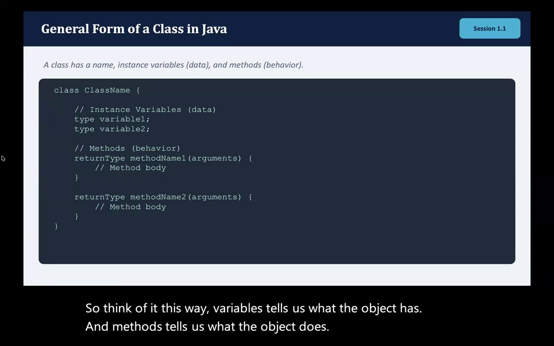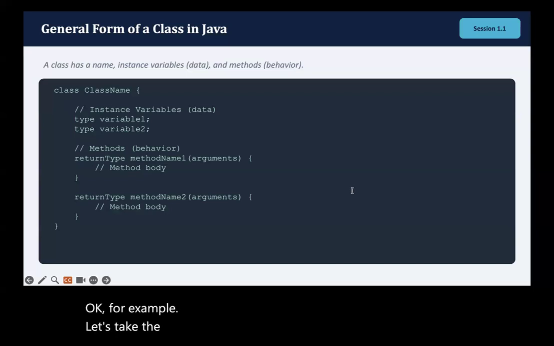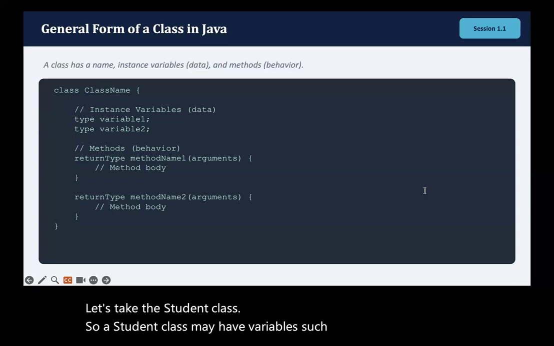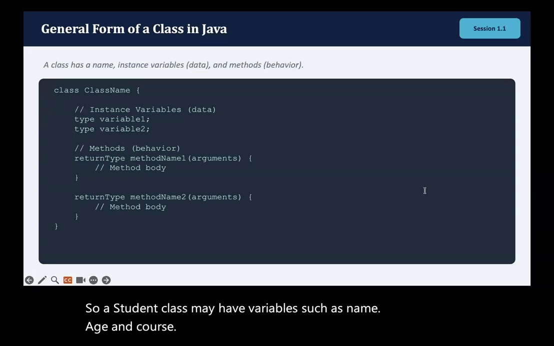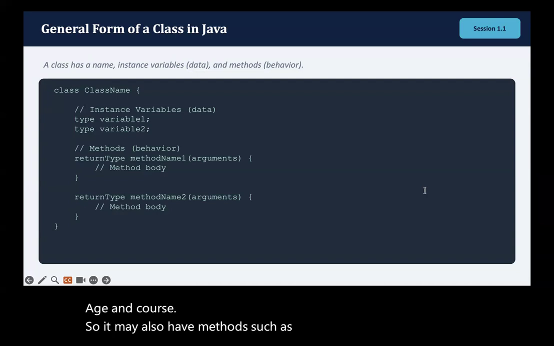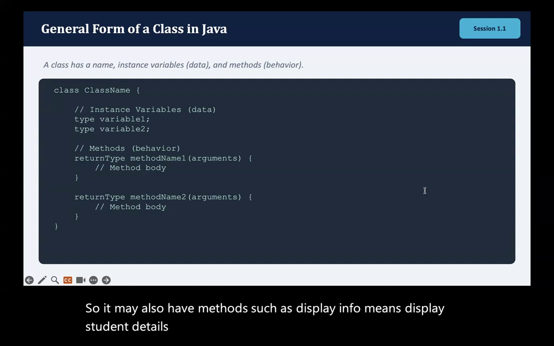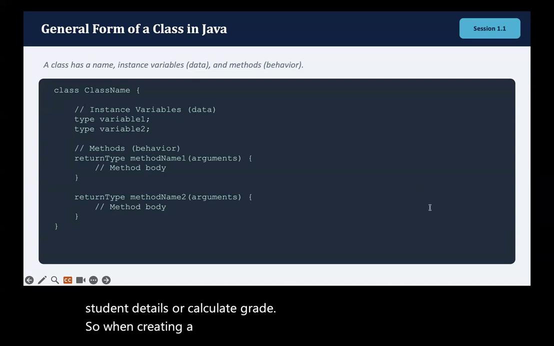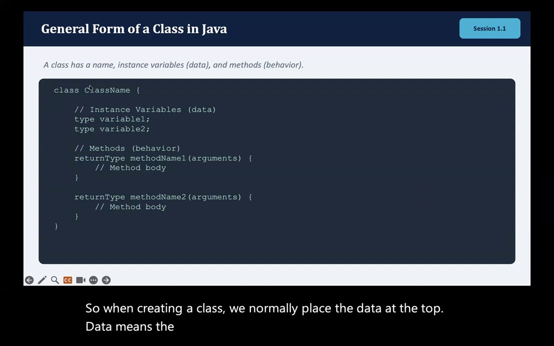For example, let's take the student class. A student class may have variables such as name, age, and course. It may also have methods such as display info, meaning display student details, or calculate grade. So when creating a class, we normally place the data at the top. Data means the instance variables. And the methods below it.